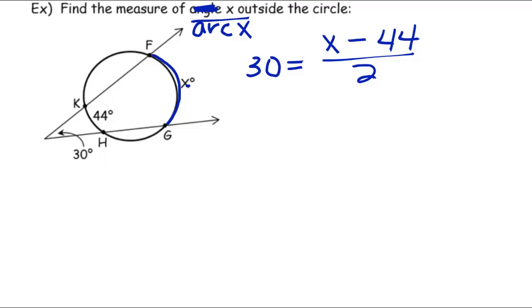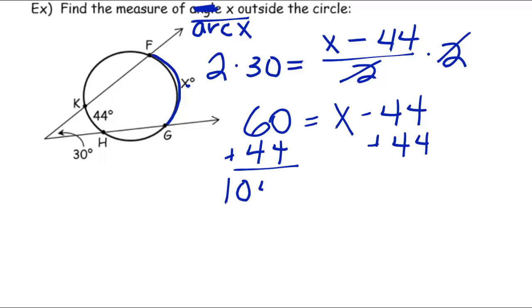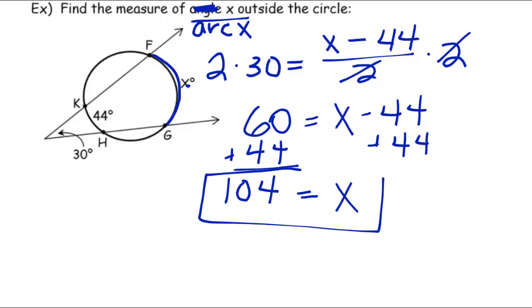Again, we've got a fraction with 2 on the bottom. Let's multiply both sides by 2. So I'm going to get 60 on the left equals x minus 44 on the right, because those 2's will cancel. Now if I add 44, I'm going to get 104 equals x. And so that x is going to be 104 degrees.